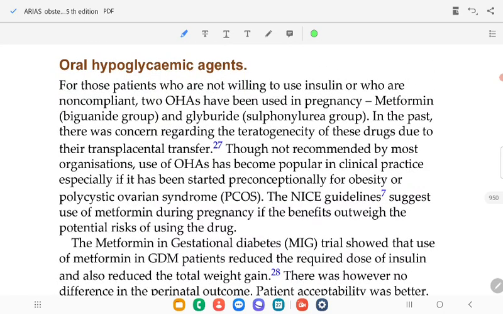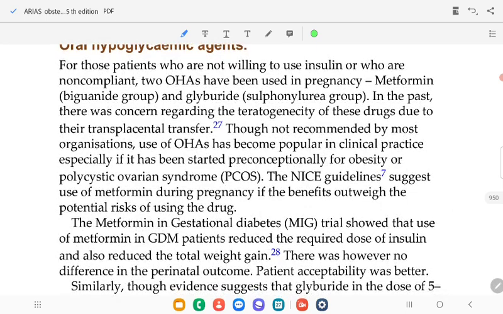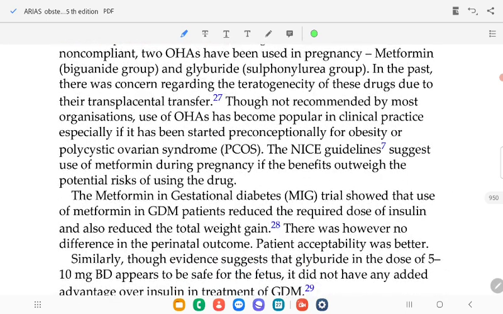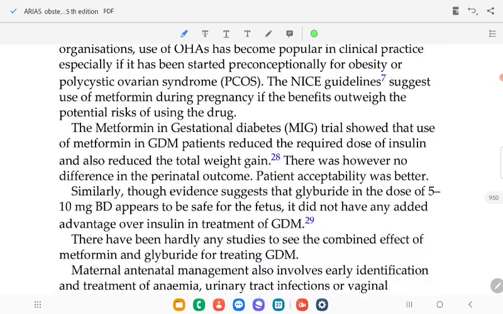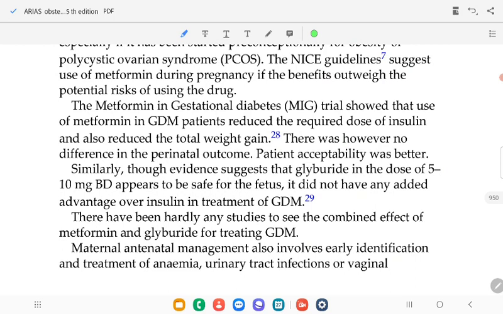Then oral hypoglycemic agents, for those patients who are not willing to use insulin or who are non-compliant. OHAs used in pregnancy are metformin and glyburide, a sulfonylurea group drug. In the past, there was concern regarding teratogenicity, so they were not recommended by most clinicians. Use of OHAs became popular with clinical evidence. Metformin has been started preconceptionally for obesity and PCOS. The NICE guidelines suggest metformin during pregnancy if the benefit outweighs the potential risk from the drug.